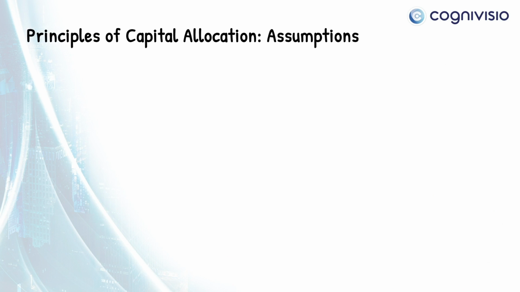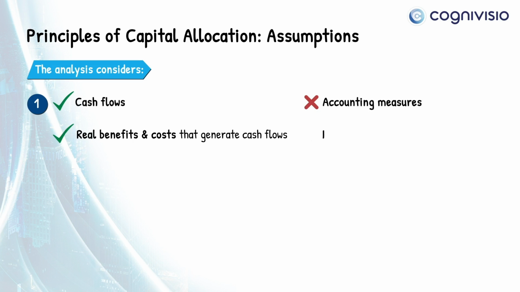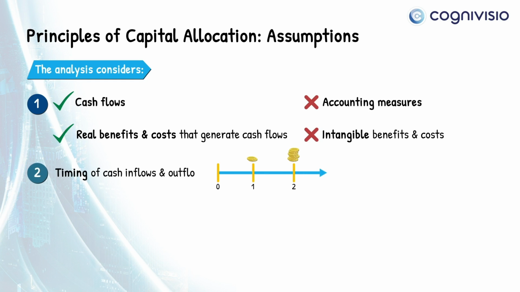There are several assumptions that underlie the basic principles of capital budgeting. Particularly, the analysis is based on cash flows, not accounting measures. Only real benefits and costs that generate cash flows should be measured, in other words, intangible benefits and costs are neglected. It duly considers the timing of cash inflows and outflows.